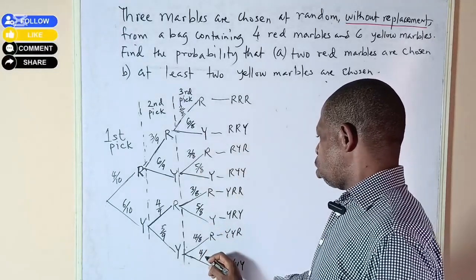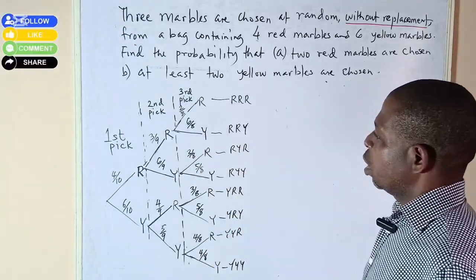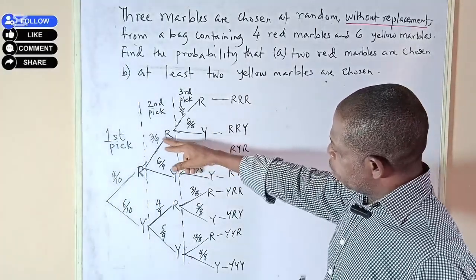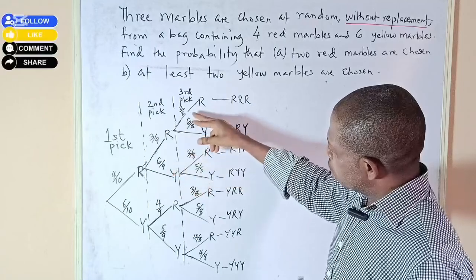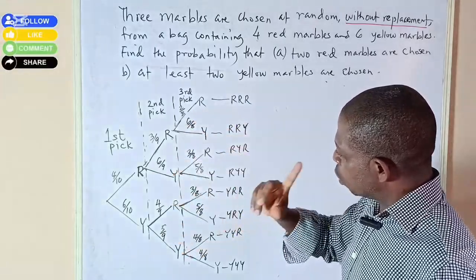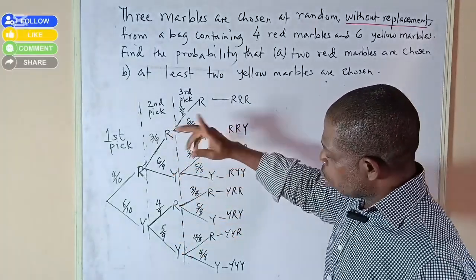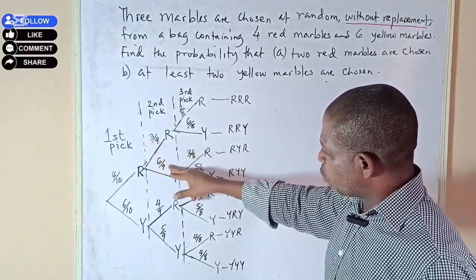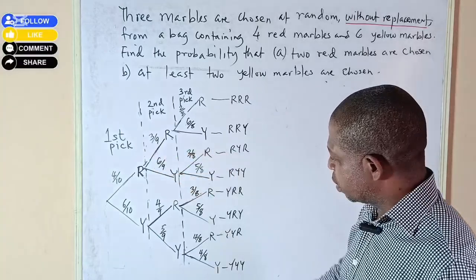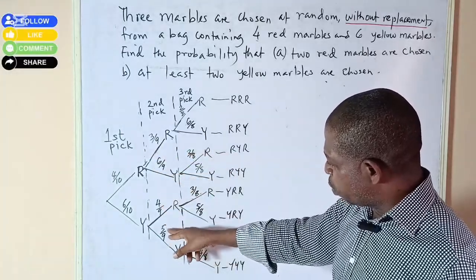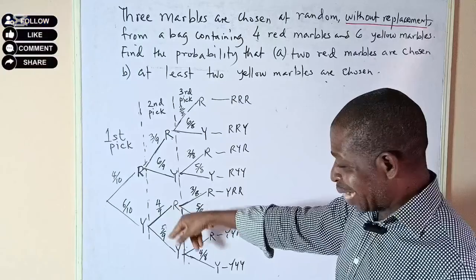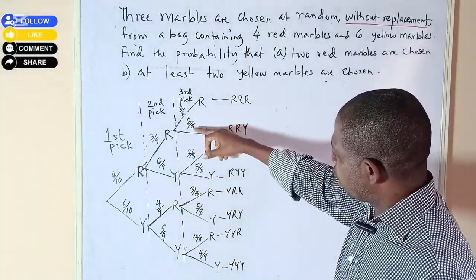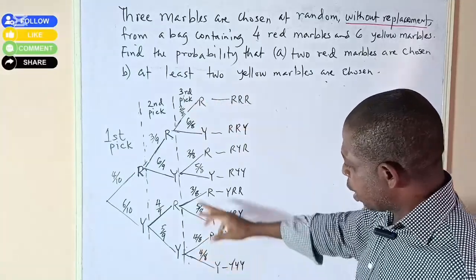Now there are how many balls? 8 balls. Now let me show you a secret. When you add the branching of all of them, you should arrive at 1. Otherwise, there's something wrong. 3/9 plus 6/9 is 9/9. 4/9 plus 5/9 is 9/9, 1. 2/8 plus 6/8 is 8/8, 1, and so on.